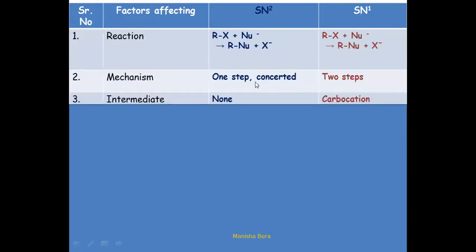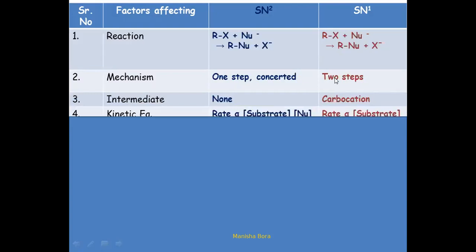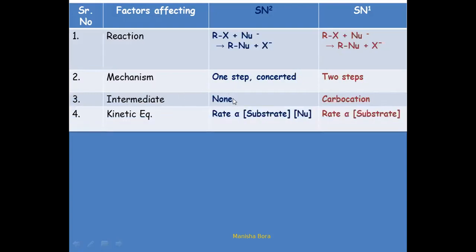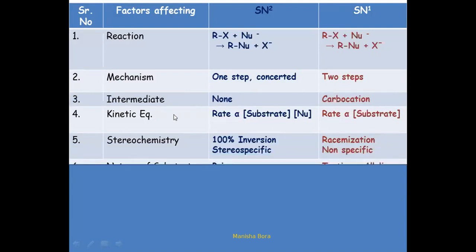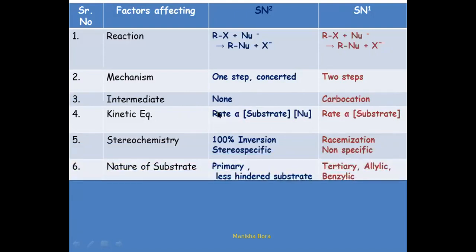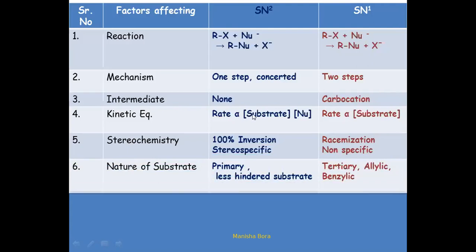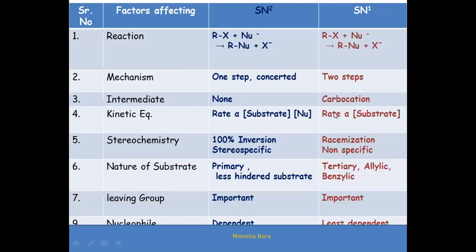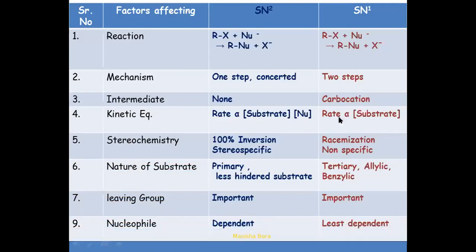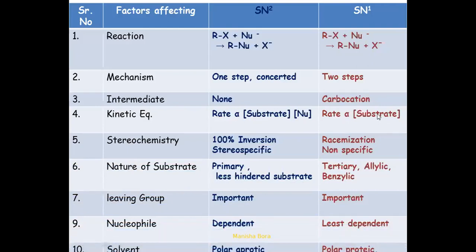We know SN2 is a one-step concerted reaction, SN1 is a two-step reaction. Intermediate is not formed in SN2, but a carbocation is obtained in SN1. For the kinetic equation, since it is bimolecular, we will say rate is directly proportional to the concentration of substrate and nucleophile. Whereas unimolecular means rate depends only on the concentration of substrate.